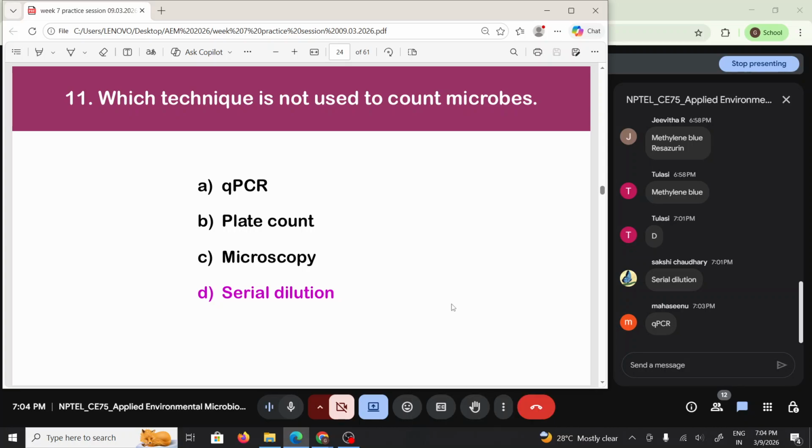So first, when we talk about serial dilution, this is a kind of preparatory process that we do before plate count. By serial dilution we cannot get any numbers or values of how many microbes are present in a particular sample. What happens is when we take an environmental sample, we don't know how many microorganisms are going to be present in the sample.